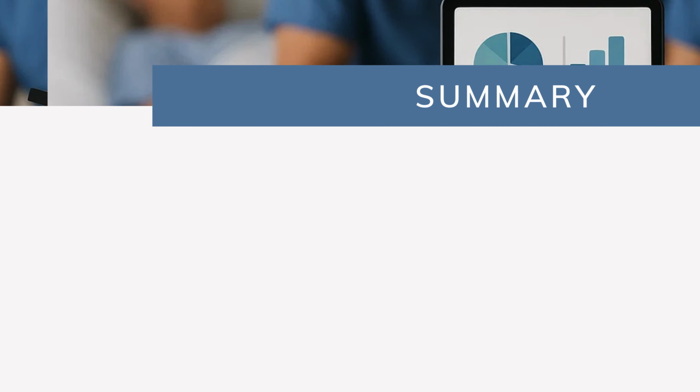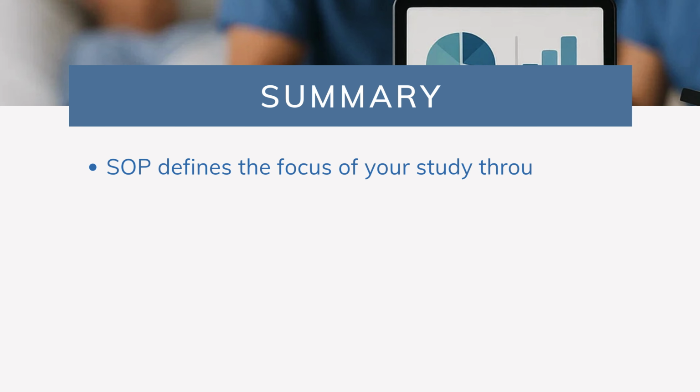Here is a quick review on the statement of the problem and hypothesis. Your SOP sets the direction of your research. It starts with a clear general problem and then breaks down into specific answerable sub-questions. These guide your entire research flow, from your objectives to your data collection.